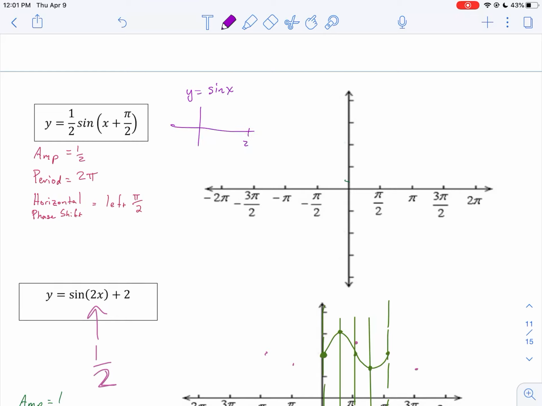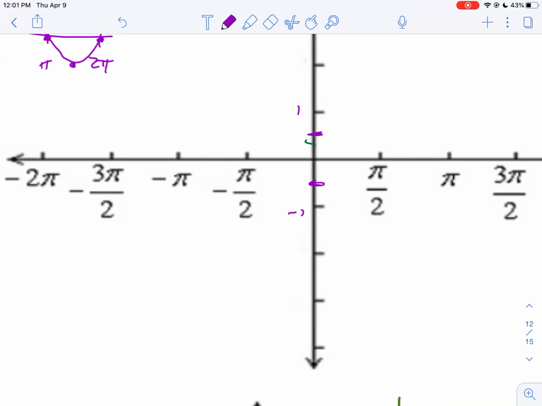First of all, you want to have a good idea in your head of what the regular sine looks like. Hopefully you're fairly comfortable that one period is 2 pi, and that sine starts at 0, goes to 1, 0, and -1. This is what sine typically looks like. With an amplitude of 1/2, instead of going up to 1 and down to -1, we're only going to go up and down to 1/2. That's really going to limit how much of this we see.